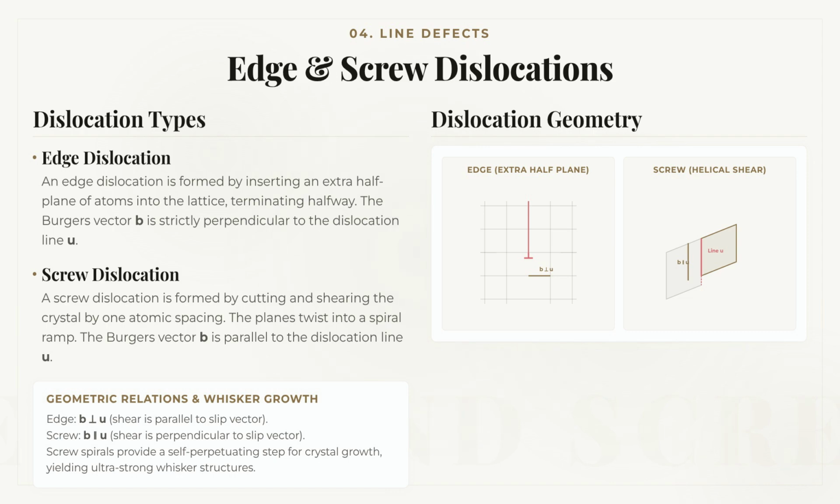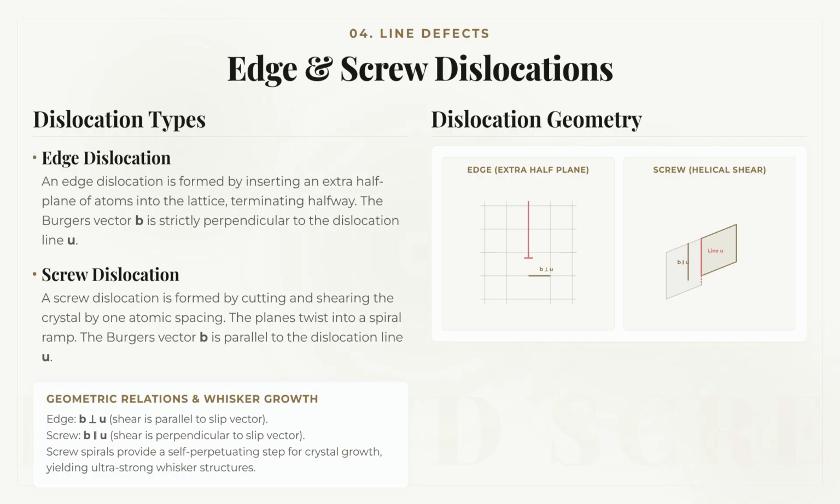Now, let us discuss screw dislocations. A screw dislocation is formed when part of the crystal is cut and sheared by one atomic spacing. Instead of remaining as flat layers, the atomic planes become twisted into a spiral or helical shape around the dislocation line. The arrangement resembles the threads of a screw, which is why it is called a screw dislocation.